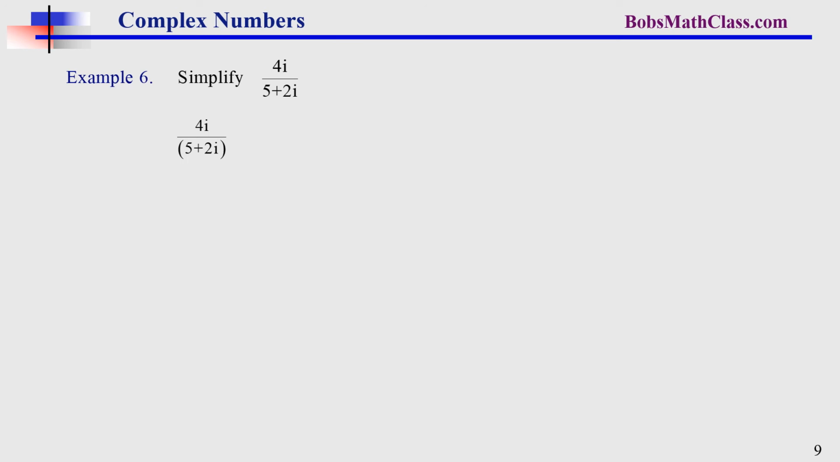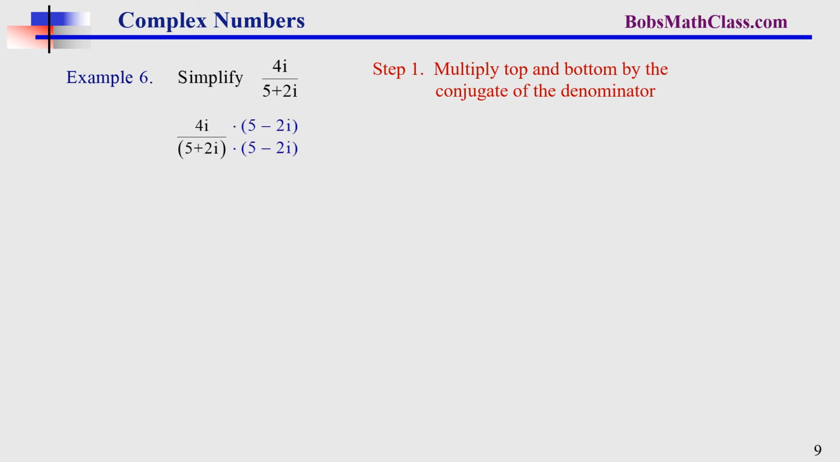So what we're going to do is multiply by the conjugate of the denominator. That's our step one. Multiply the top and bottom by the conjugate of the denominator. The conjugate is exactly the same, but the opposite sign in the middle. So that's 5 minus 2i. Whatever you do to the bottom, you've got to do to the top. So now you're going to distribute on the top and FOIL in the denominator.